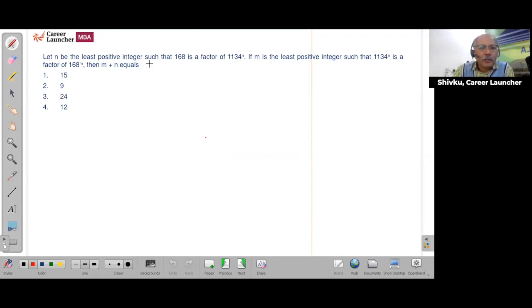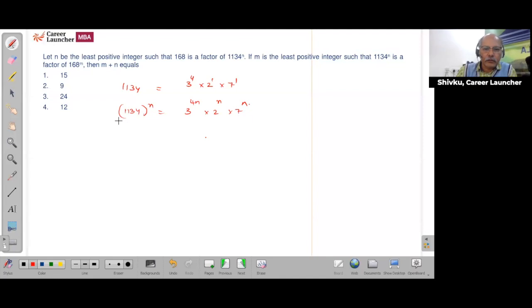Let n be the least positive integer such that 168 is a factor of 1134 to the power of n. Okay, so let's say 1134. 1134 can actually be written as, you can see it is divisible by 9. If you factorize this, you'll get 3 to the power of 4 into 2 to the power of 1 into 7 to the power of 1. So 1134 to the power of n would be equal to 3 to the power of 4n into 2 to the power of n into 7 to the power of n.